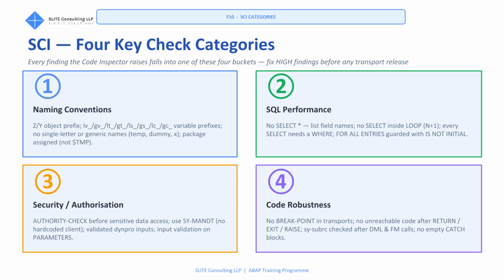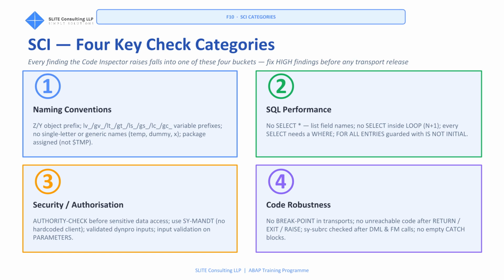Third, security and authorization. Missing authority check before accessing sensitive data, hard-coded client numbers, unprotected user input fields, and unsanitized parameters. Fourth, code robustness. Breakpoint statements that were never removed, unreachable code after return or exit, unchecked SY-SUBRC after DML and function module calls, and empty catch blocks. Cover all 4 categories and you will have eliminated the vast majority of the findings the Slight peer review picks up.